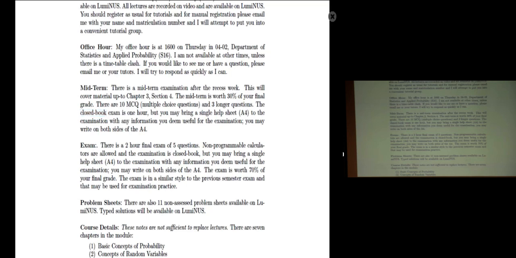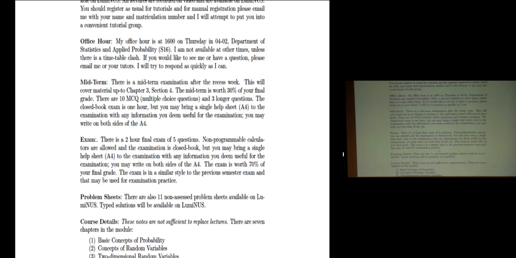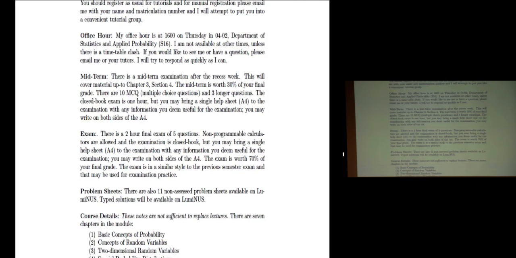There are no take-home assignments. This is just one midterm. The final examination is a 2-hour examination, 5 questions, non-programmable calculators, closed book, cheat sheets allowed. It's pretty much in the same style and level of difficulty as the previous semester. The lecturer for last semester is the same as this one, he's doing one of the groups, so we're doing the same course and you can use that to practice from. It's 70% of your final grade. So those are the assessments.